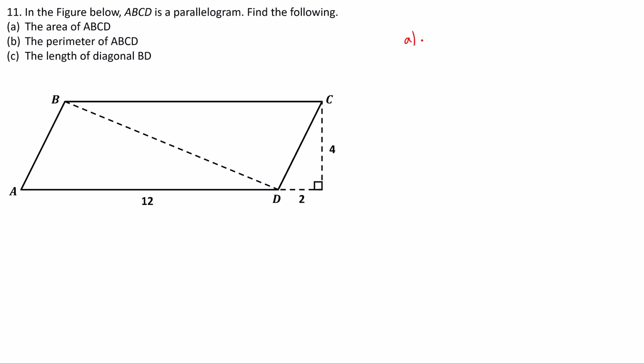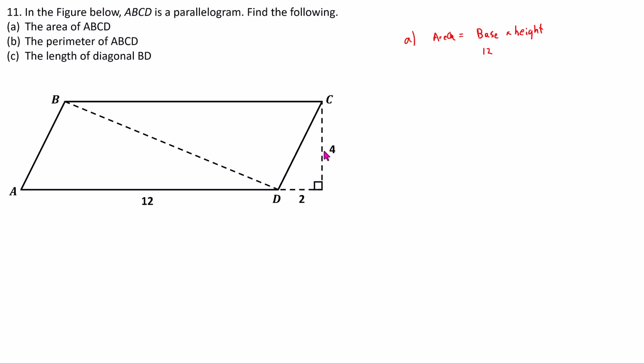Part A simply asks us for the area of ABCD. The formula for the area of a parallelogram is base times height. You can choose any side as the base, but let's choose the bottom side AD, which has a length of 12. So the base is 12, and the height is just the perpendicular distance from the base AD to the opposite side BC. And conveniently, we have a height already marked on the diagram.